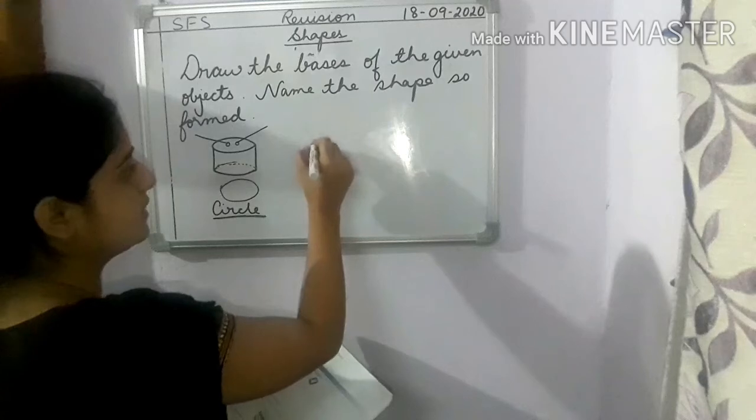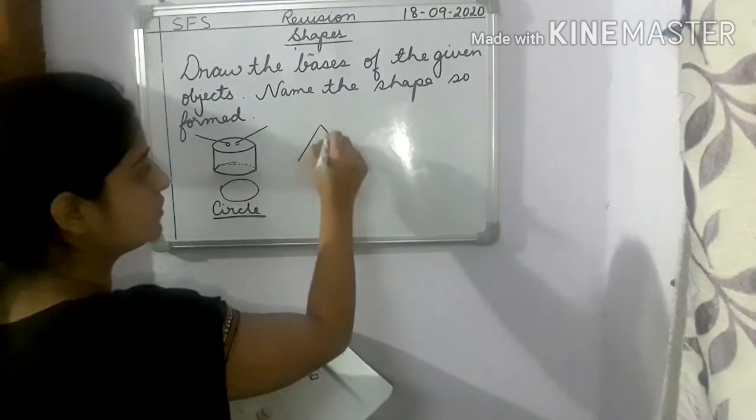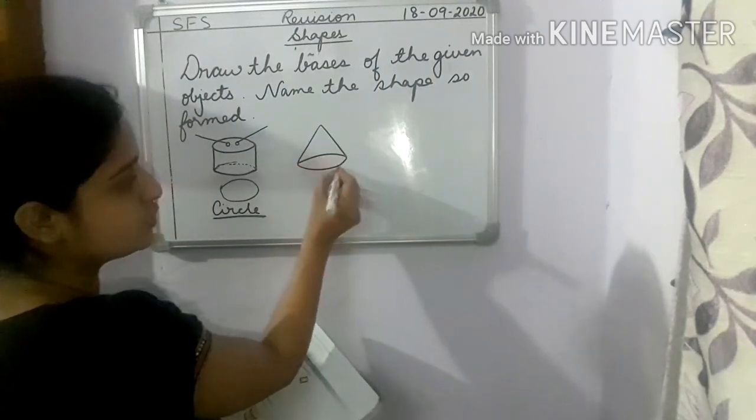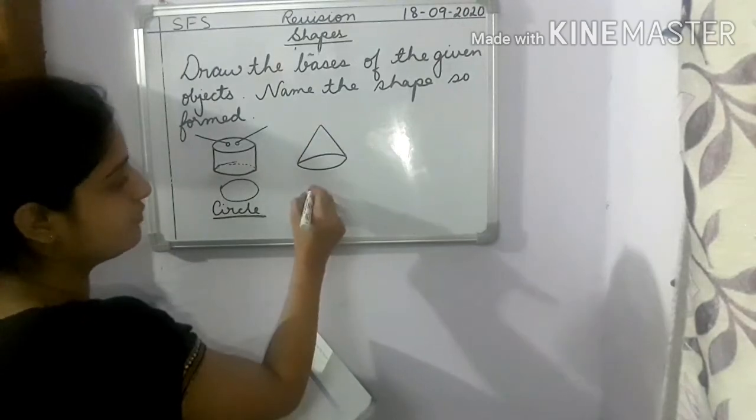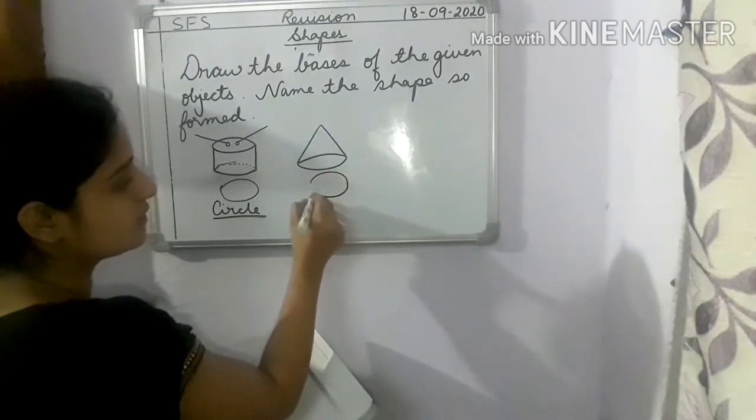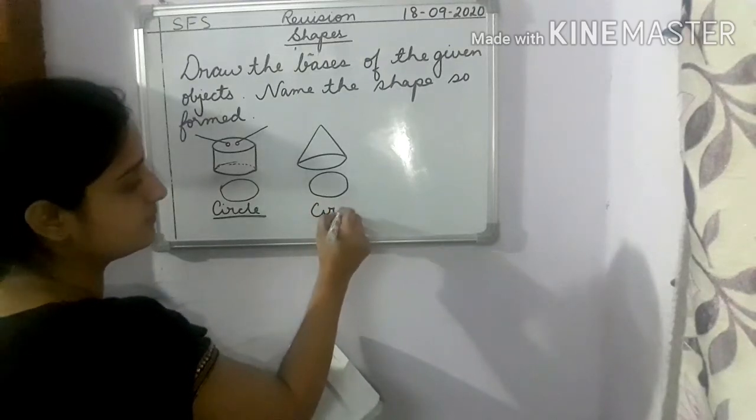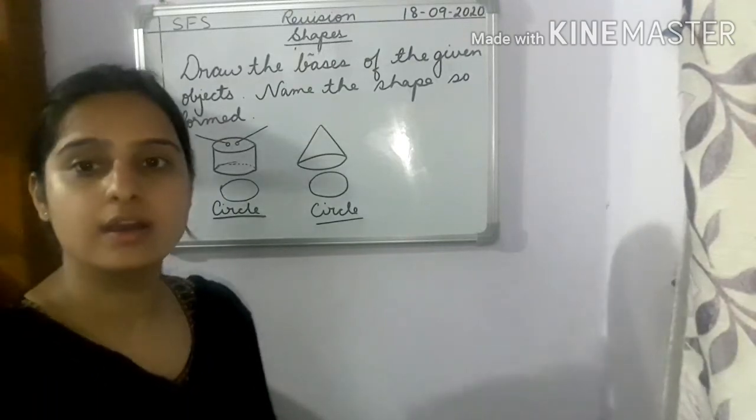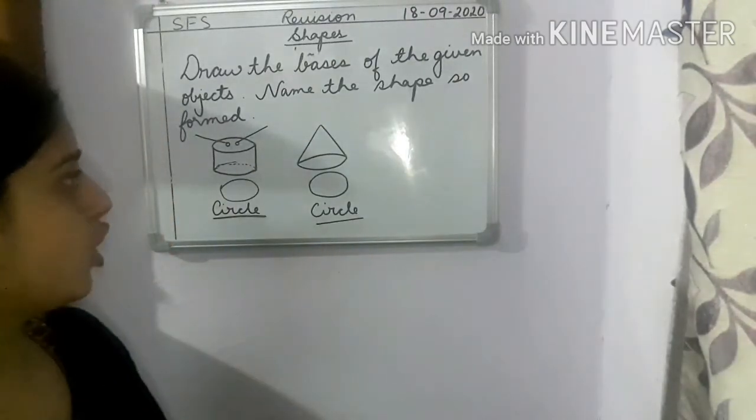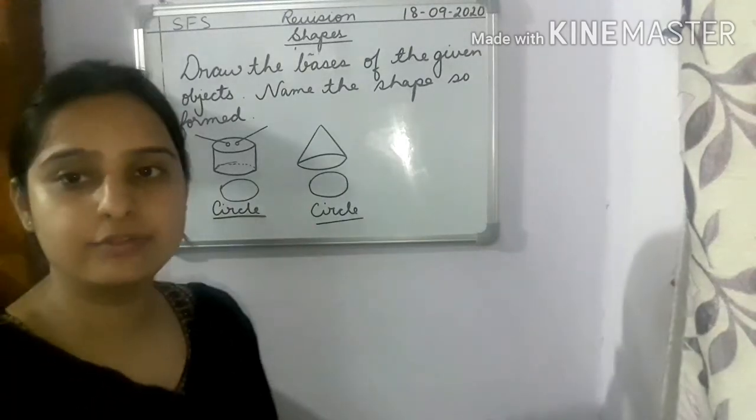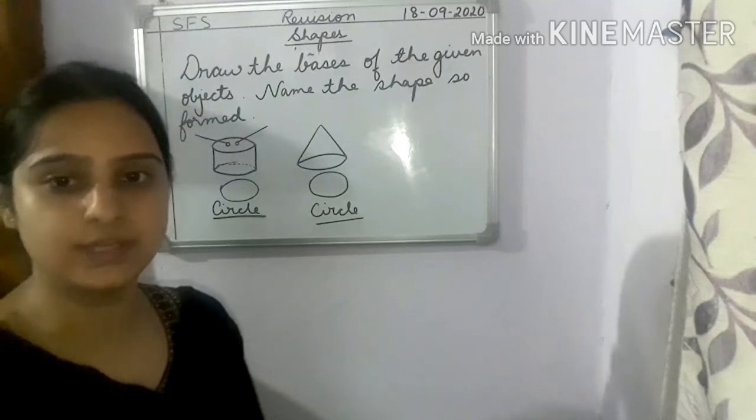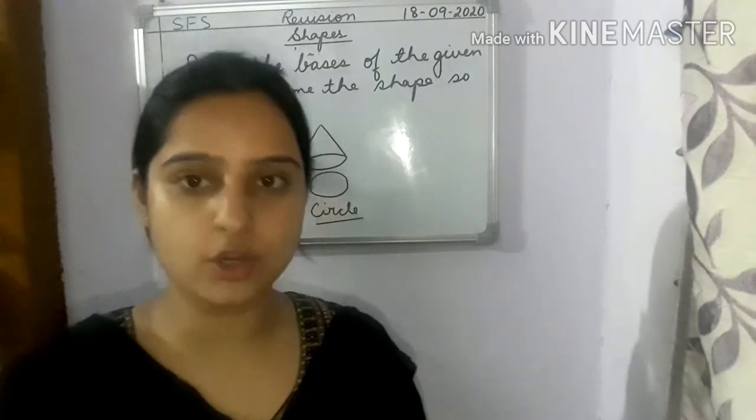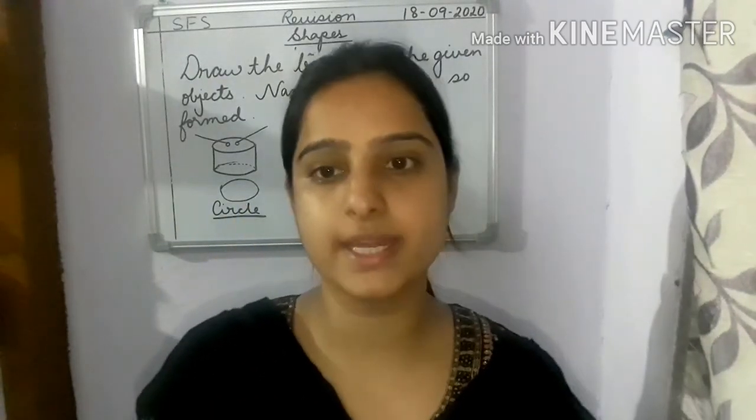Next, if you draw the base of a cone, if you draw this base, children, then what shape will you get? Circle. Isn't it? So this is how we draw base of any objects and we get your flat figure. And you have to name that flat figure. Am I clear to everyone? So you can do this, children, in your copy, and if you find any difficulty, you can ask me.